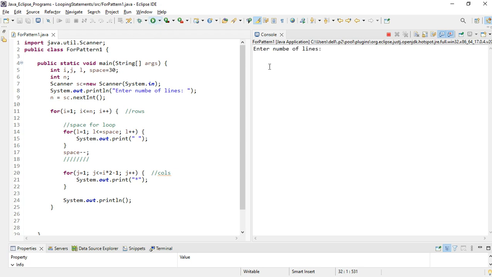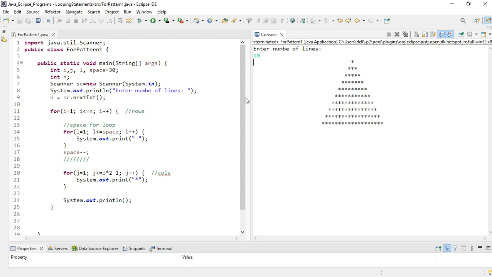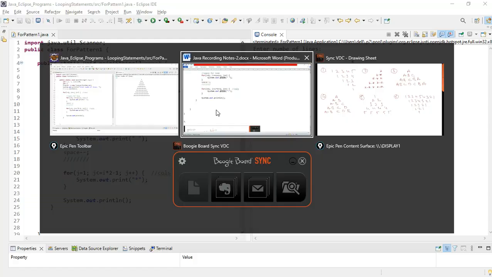When I run the program, it asks for the number of lines, I give 5 lines. Therefore I got 5 rows. Okay. Same program, I run the program where I give 10 lines and I get 10 rows of stars. Is it okay? Right. So this is the first program, please.